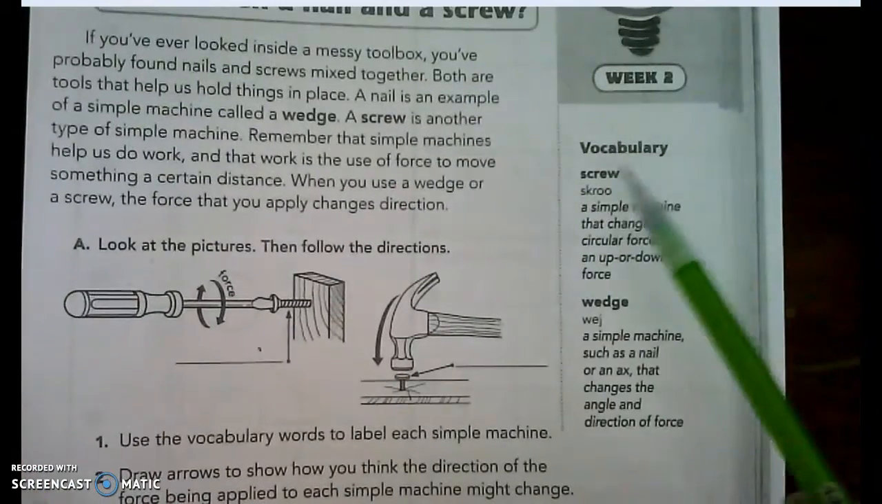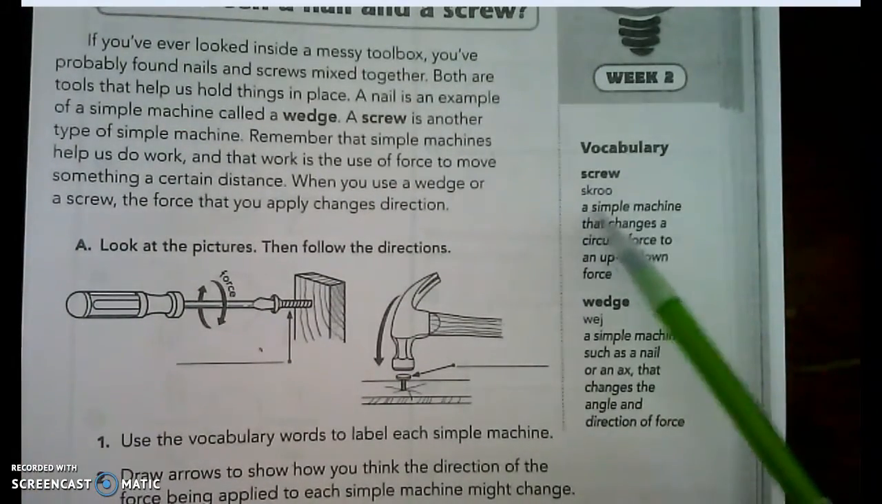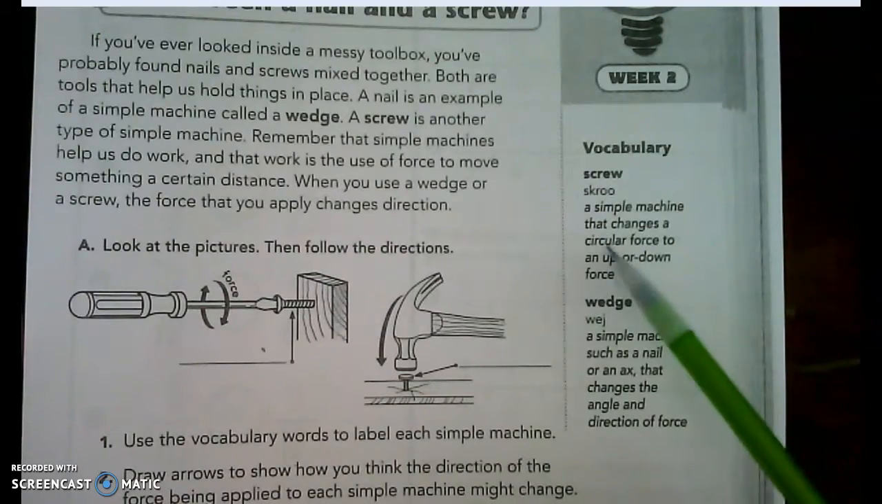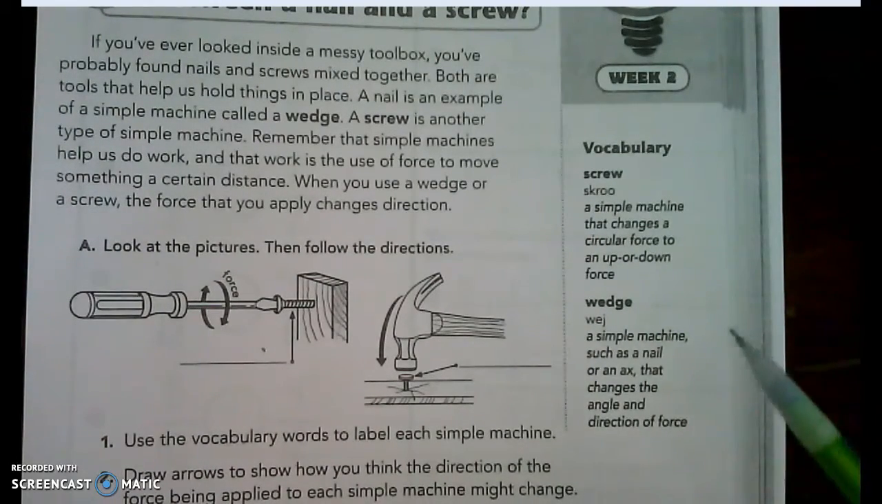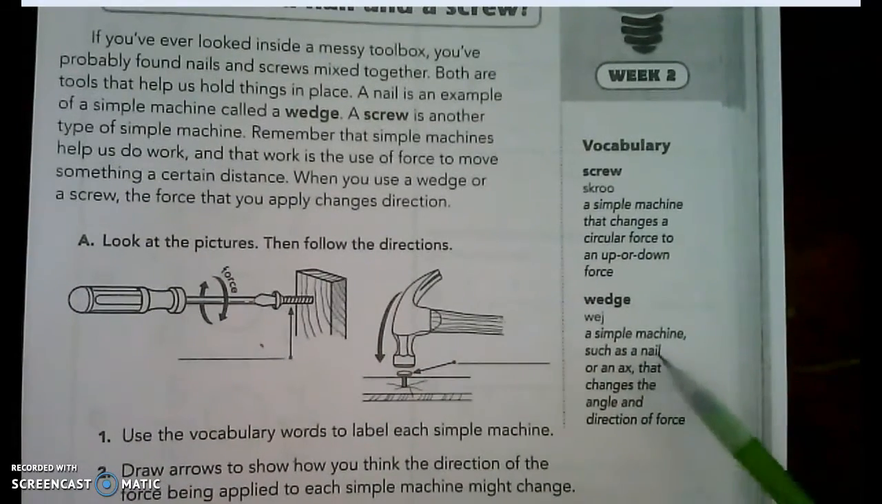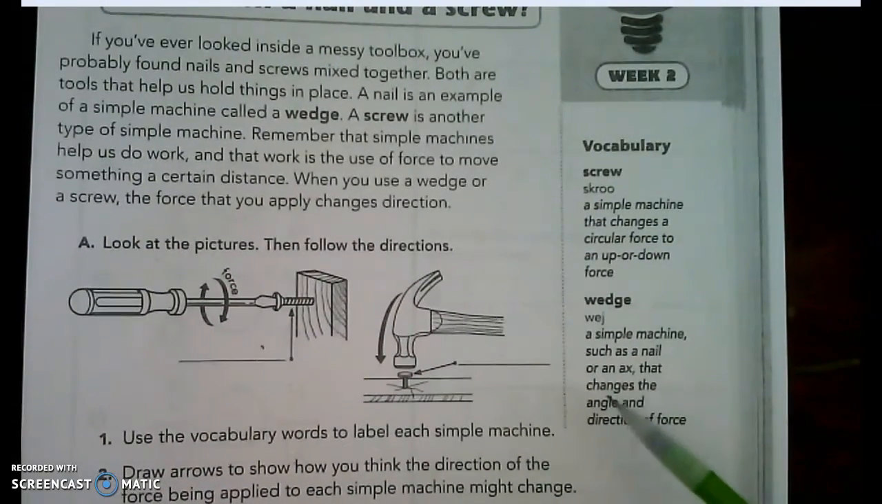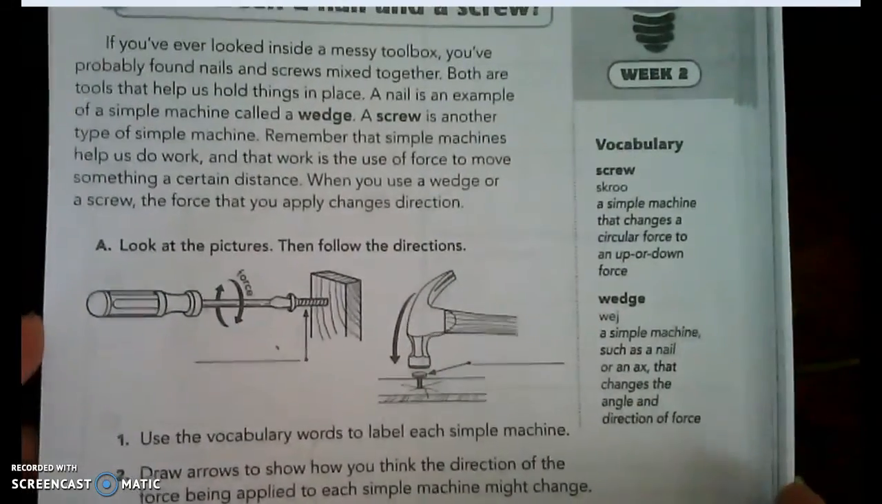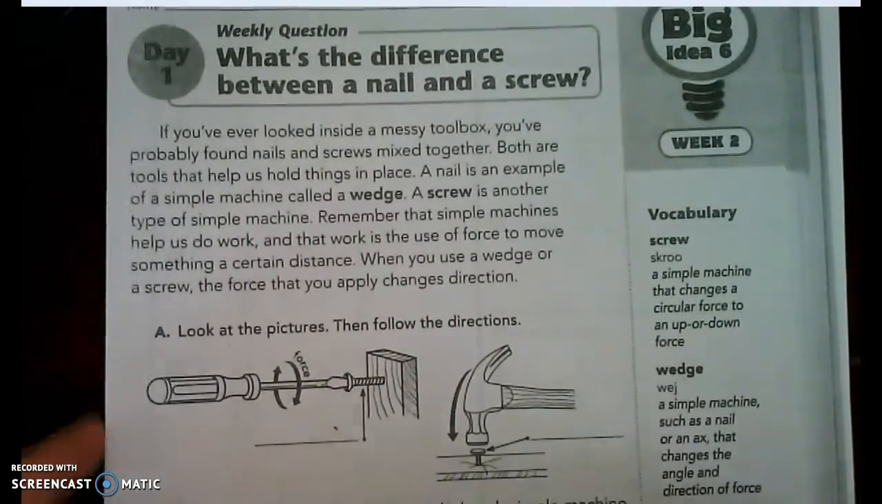On the side here, it gives us screw. It is a simple machine that changes a circular force to an up or down force. Then we have wedge, a simple machine such as a nail or an axe that changes the angle and direction of a force. Okay? All right, so now reading from the top.